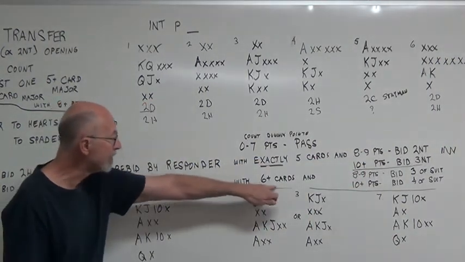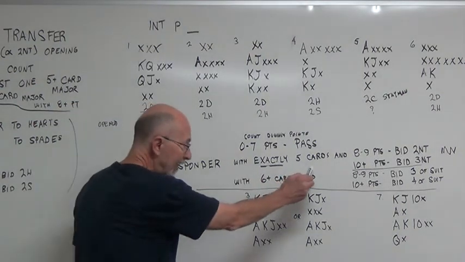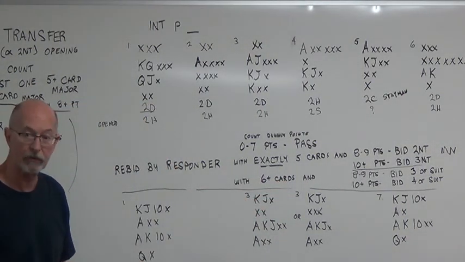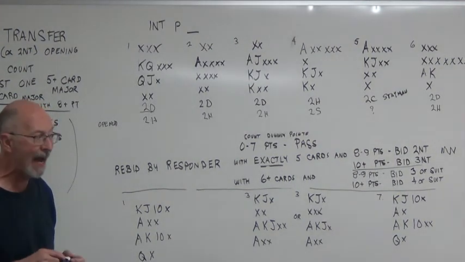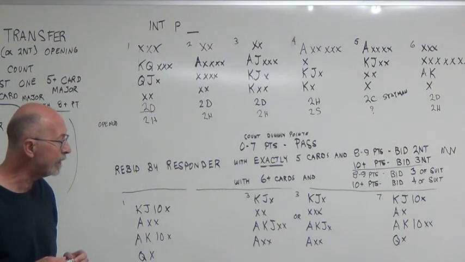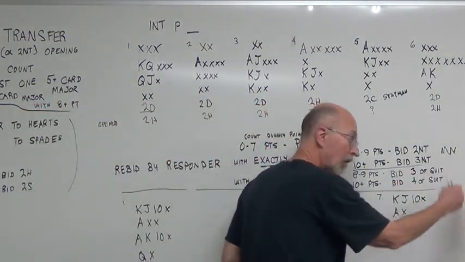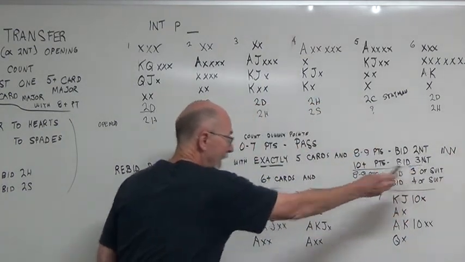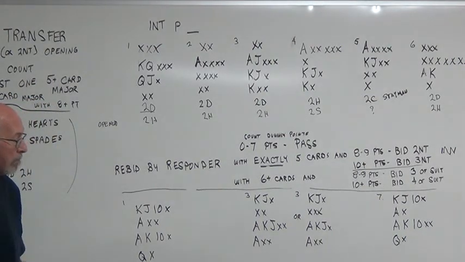If you have exactly 5 cards once again and 10 or more points, you bid 3 no trump. You know you're in game, you do not allow your partner to pass. Don't give him an invitational bid if you know you're in game. So you bid 3 no trump. Now opener still may have something to say here, but this is your bid, 3 no trump.